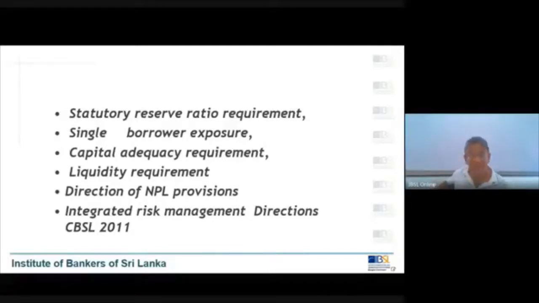In 2007 and 2008, the financial crisis took place, and it was identified that banks had not properly managed the risks faced by them. Now, what are the risks faced by banks usually? Liquidity risk, credit risk, operational risk, and market risk. All financial institutions face these types of risk. If you are not identifying the risk, banks can sometimes collapse.